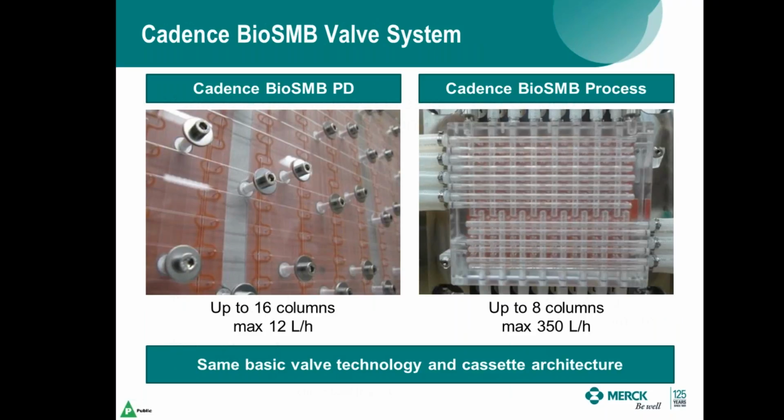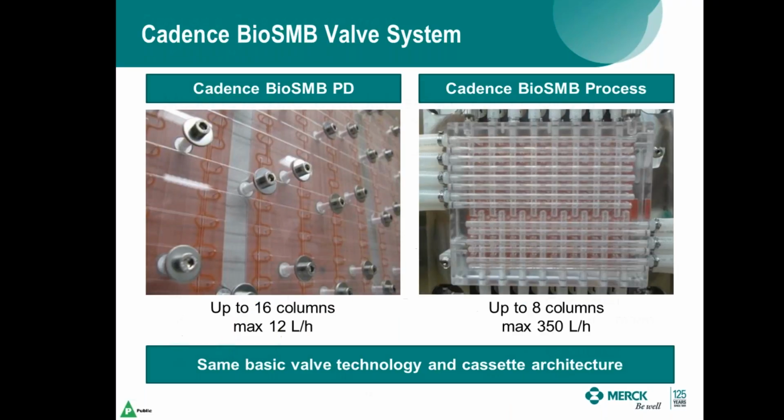If you look at the valve block itself between the pilot scale and the process scale, the pilot on the left contains many valves that are shown in the ovals, the orange ovals there. And again, those open and close to direct the flows to the correct column during the process. In the instance of the PD scale unit, the valve block can accommodate up to 16 columns and operate at 12 liters per hour. The same basic valve technology has been applied to the process scale. However, it can only accommodate up to 8 columns and has a significantly higher flow rate of 350 liters per hour.